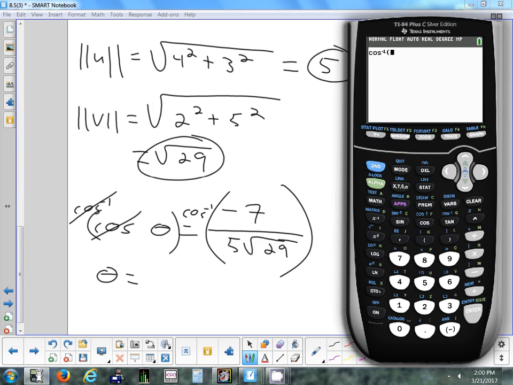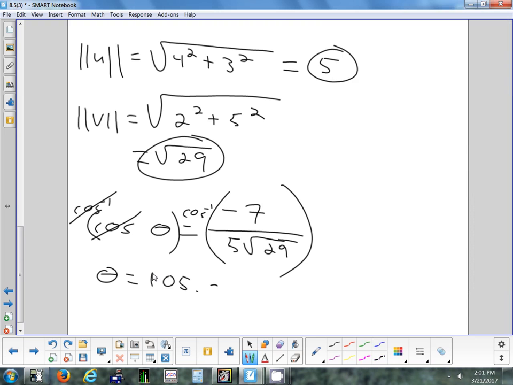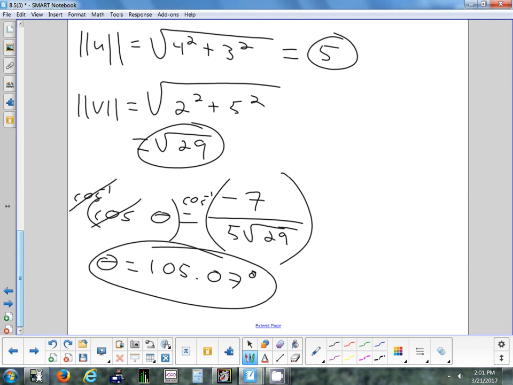So second inverse cosine, negative 7 divided by, and I'm going to put it in parentheses. I'm not sure if you need them, but I just want to make sure it does the order of operations correctly. You can try it on your own calculator without it and see if you get the same thing I do. Okay. So the angle between those two vectors, if you were to draw it out, is 105.07 degrees. And that's it. That's the angle between them.